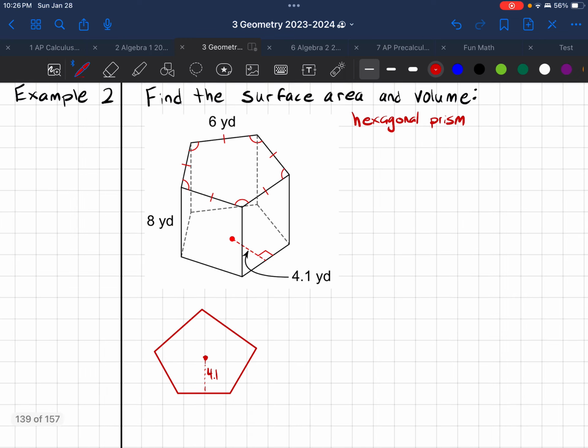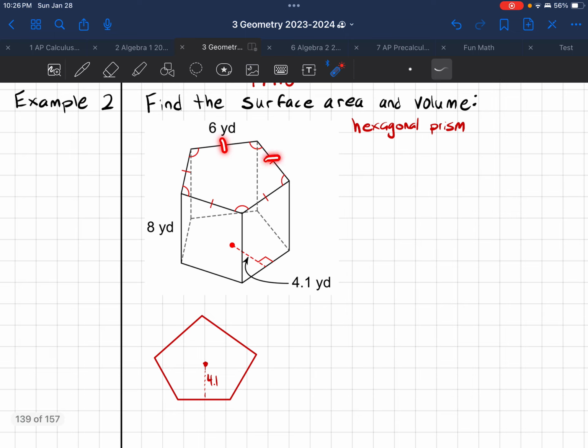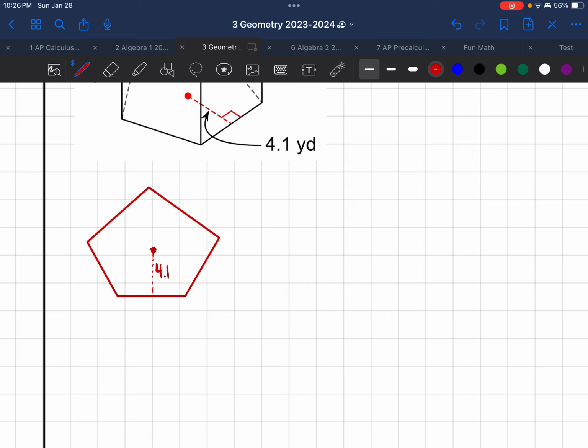And I happen to know that every single one of these lengths is the same. So this length down here is the same as this length up here, which is 6 yards. So this distance from here to here is 6. And again, the way that I deal with this problem is I make this into a triangle, and I can say that triangle is this triangle right here, which I'm going to redraw. This triangle has a height of 4.1 and a base of 6.